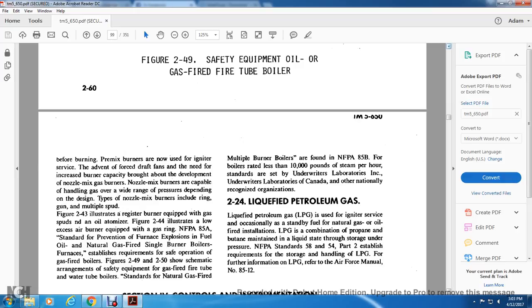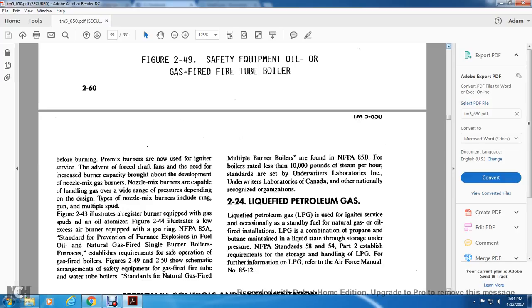Figures 249 and 250 show the schematic arrangement of safety equipment for gas fired fire tube and water tube boilers. Gas fired multiple burner boilers are found in NFPA 85B. For boilers rated less than 10,000 pounds of steam per hour, the standard of Underwriters Laboratories Incorporated, Underwriters Laboratories of Canada, and other nationally recognized organizations.